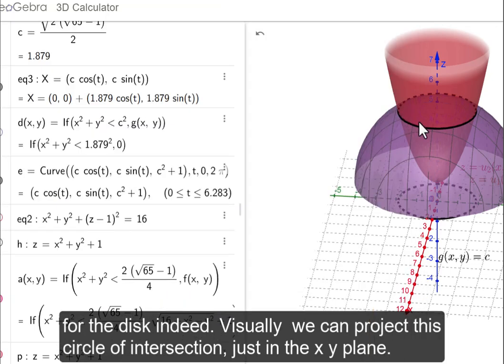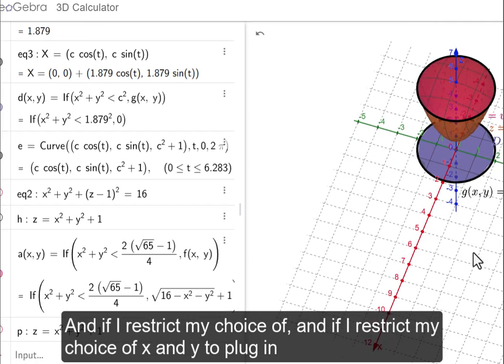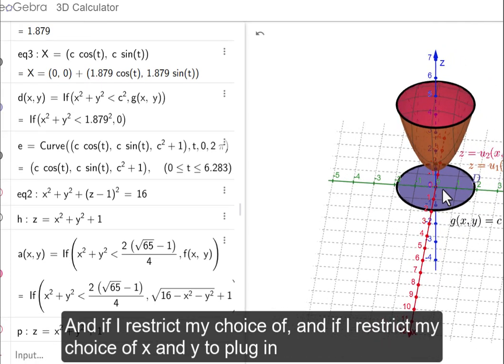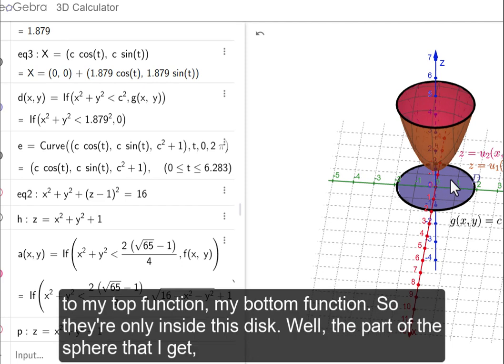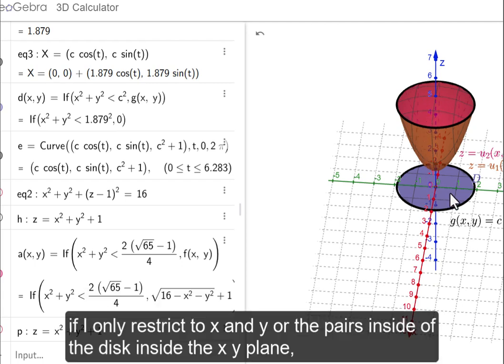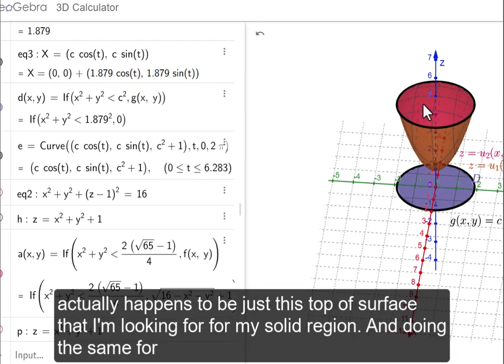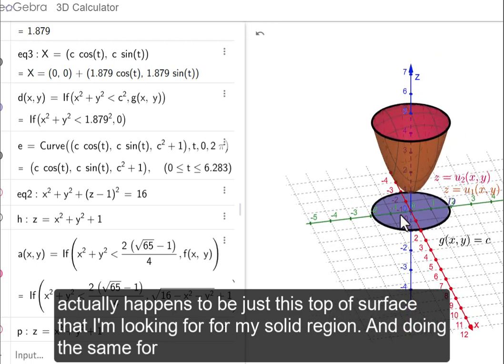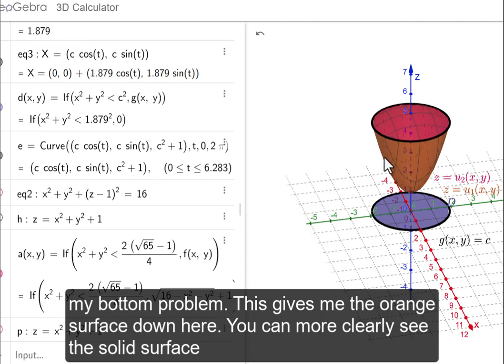Visually, we can project this circle of intersection just in the xy plane. And if I restrict my choice of x and y's to plug into my top function and my bottom function so they're only inside this disk, well, the part of the sphere that I get, if I only restrict to x and y ordered pairs inside this disk inside the xy plane, it actually happens to be just this top surface that I'm looking for my solid region. And doing the same for my bottom parabola gives me this orange surface down here.